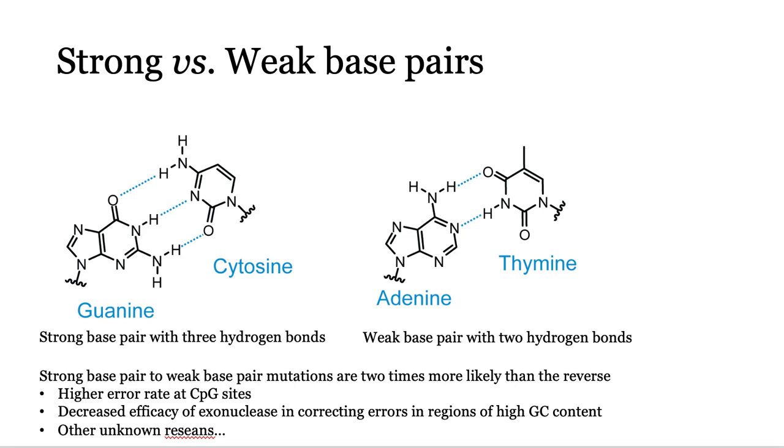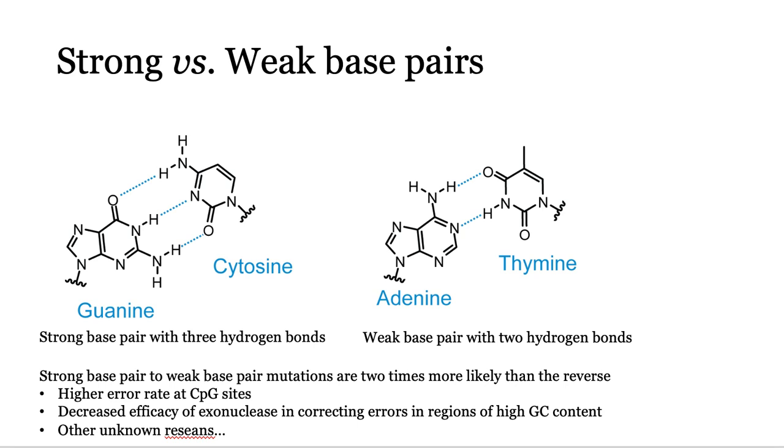So that's one explanation. The other explanation is that for regions that have high GC content, once you have a mutation, the repair efficiency is lower. But actually, even accounting for those 2 factors, we still cannot fully explain why mutation goes from strong base pairs to weak base pairs. So there are still some other factors we don't know at the moment. But this is the observation we have right now.